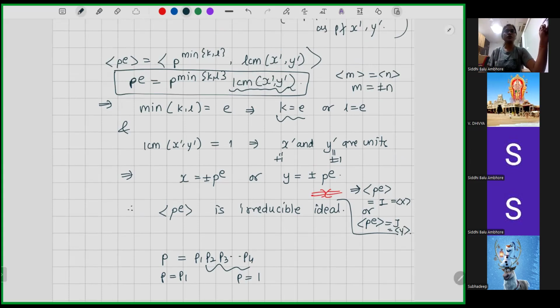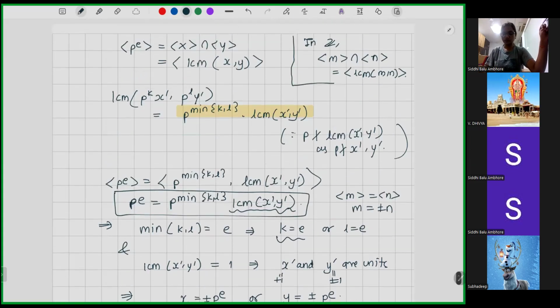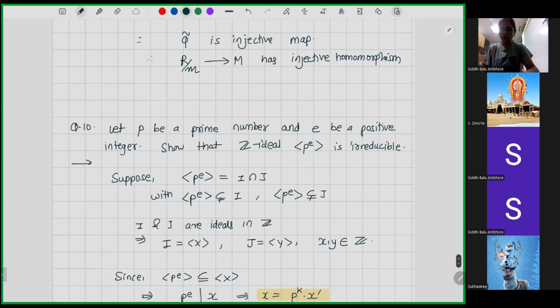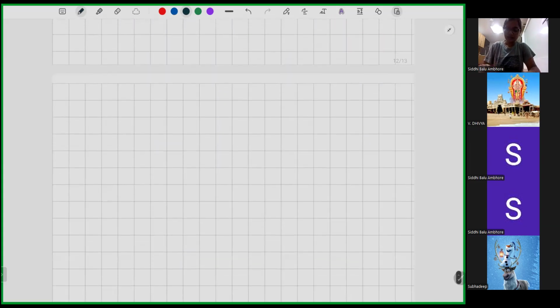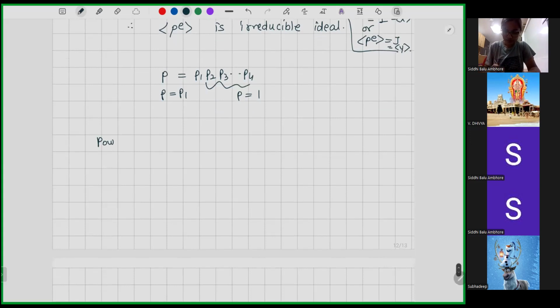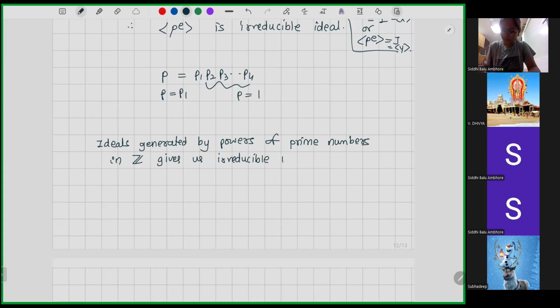So what this actually gives me is that ideals generated by powers of prime numbers in Z give us irreducible ideals.